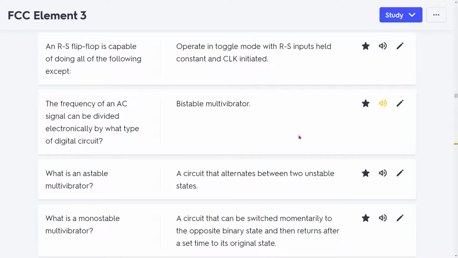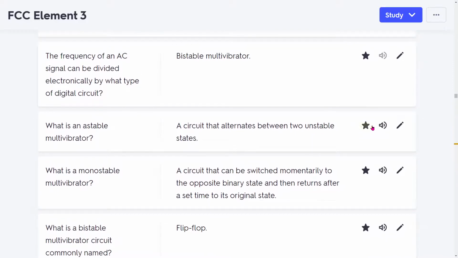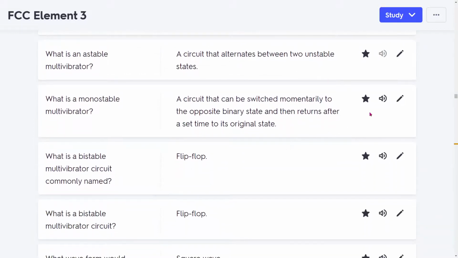The frequency of an AC signal can be divided electronically by what type of digital circuit? Bistable multivibrator. What is an astable multivibrator? A circuit that alternates between two unstable states. What is a monostable multivibrator? A circuit that can be switched momentarily to the opposite binary state and then returns after a set time to its original state.